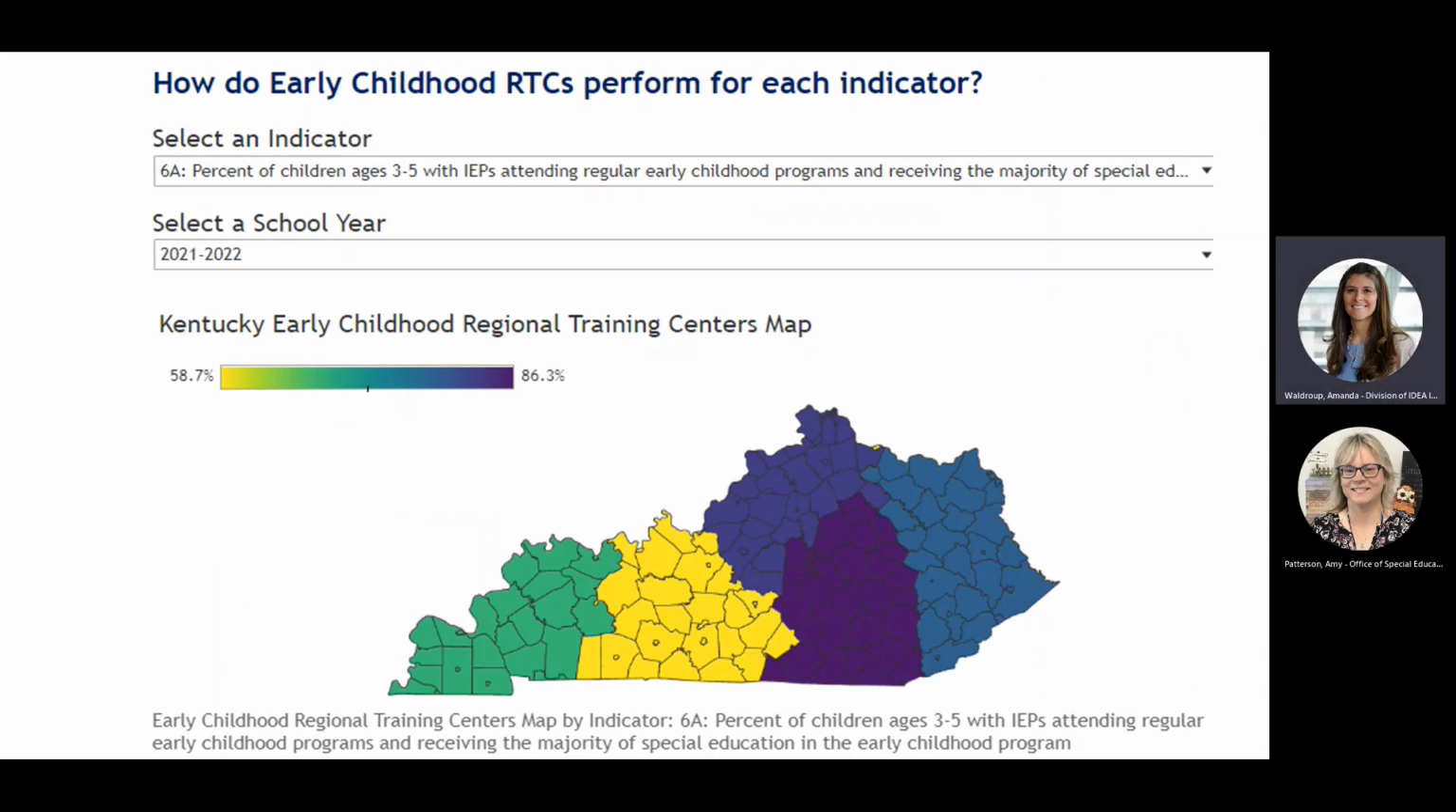And then this is indicator 6A. This is broken up by RTCs, early childhood RTCs. It's the same as the CERTACs, the Regional Technical Assistance Centers, where you can mouse over the RTC and look and see what percentage of students make up indicator 6A.